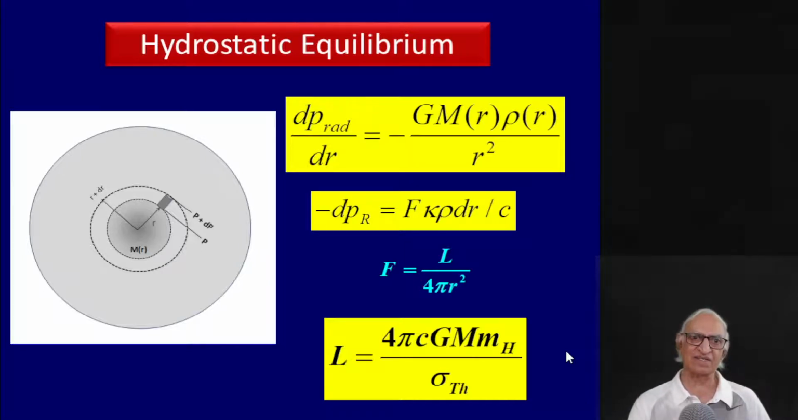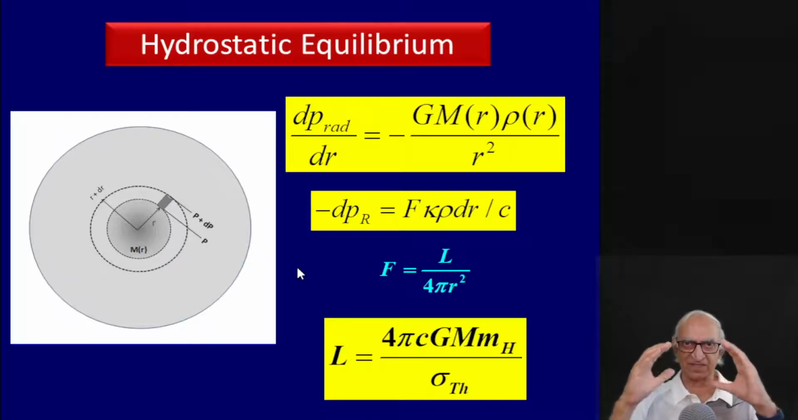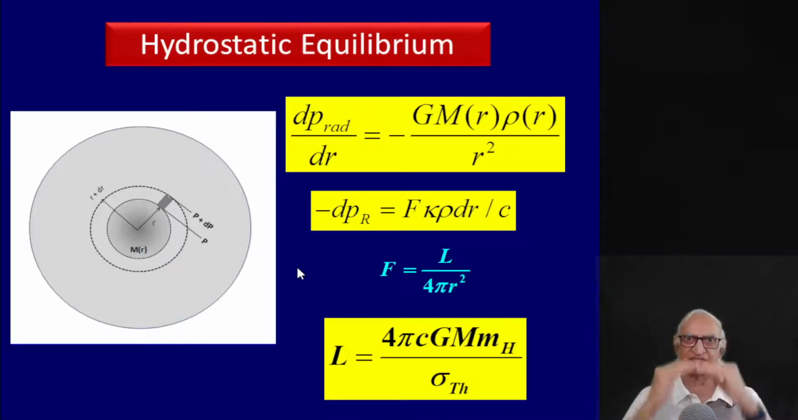Why have I written it in this form, and what is the significance of this result? Let me repeat once again. What we are considering is a star which is in pure and exclusive radiative equilibrium. There is no gas pressure. So what balances the inward pull of gravity is the radiation pressure gradient. And we said that the luminosity of such a star in radiative equilibrium will be equal to this.